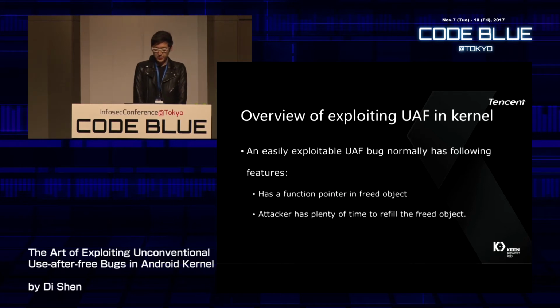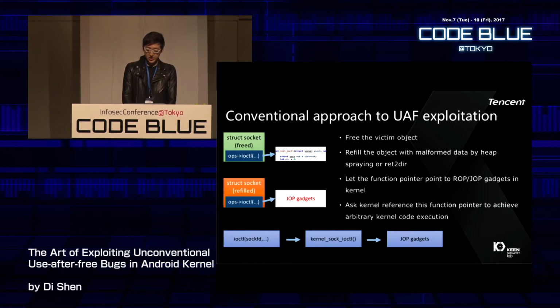So here is an overview of exploiting use-after-free in the kernel. A use-after-free bug is easy to exploit if it meets the following requirements. The first one is that the freed object has a function pointer. And the second one is that the attacker has plenty of time to refill the freed object. So here is an explanation, and I will show you the most conventional approach to this kind of exploitation. As I said, this approach has been discussed for a while, and you can find many tutorials online.